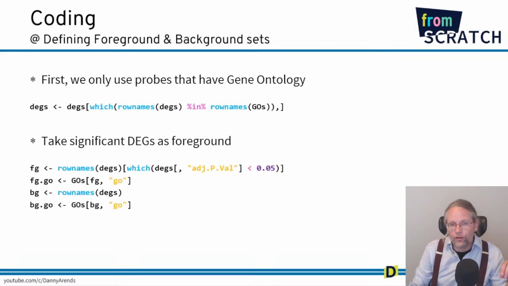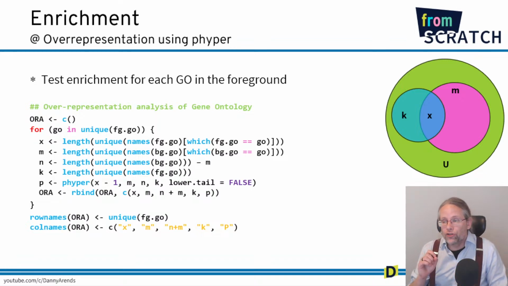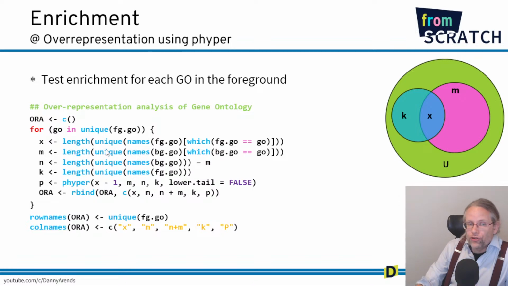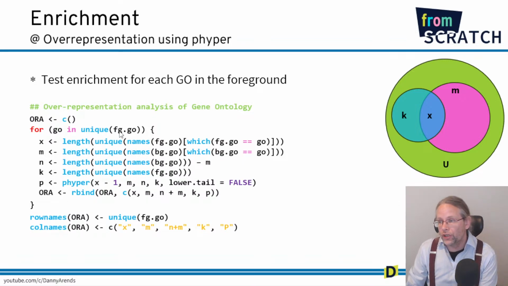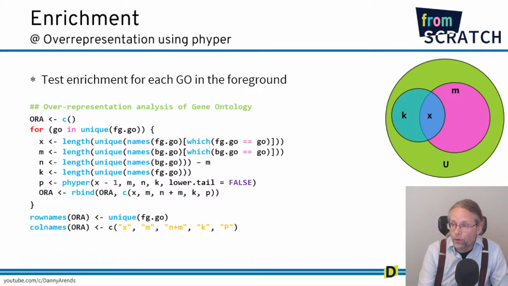All right, so let's do our test. Again, picture on the top, because we can then remember what U is, what M is, what X is, and what K is. So now we can just define these per gene ontology. So for each gene ontology which is found in the foreground set, I'm going to say, give me the unique values in the foreground set GO. This just gives me a list without any duplicates, so that I go through each GO term just once.